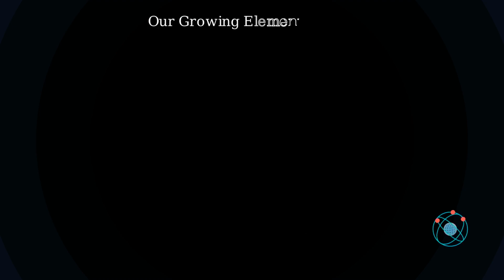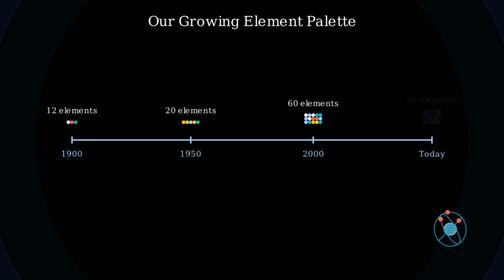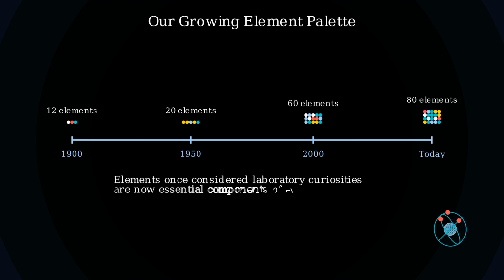Our technological society depends on an increasingly diverse palette of elements. In 1900, only about a dozen elements were used in common technologies. Today, we utilize more than 80 elements from across the periodic table. Many elements that were once laboratory curiosities just decades ago are now critical components in everyday devices.